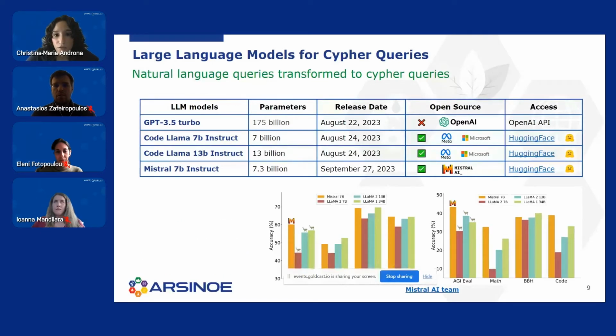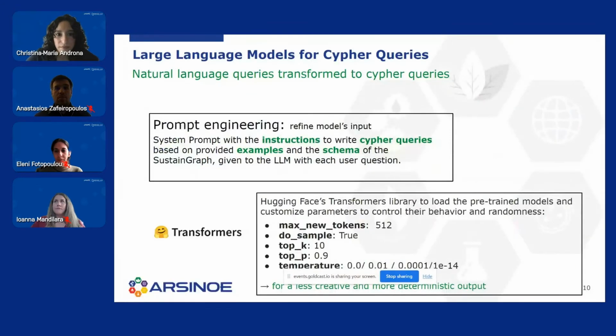Here you can find more information about this model in order to compare them. They are all recently released, and their performance is comparable in most of the tasks. So in order to test these models on cipher queries over the SustainGraph, we used prompt engineering in order to refine the input of the model. And with each prompt, we give to the model instructions of how to write cipher queries based on some examples, but also the schema of the SustainGraph.